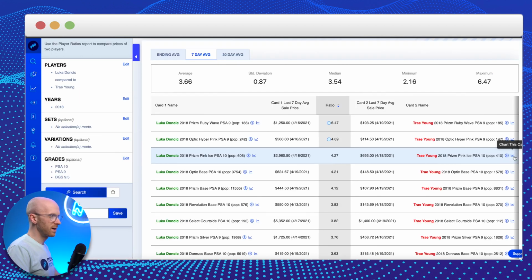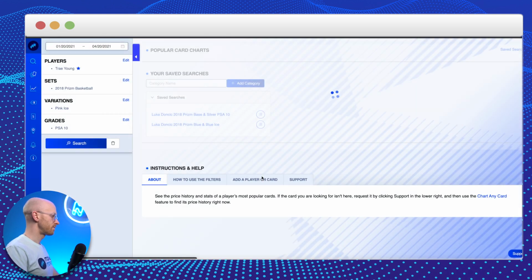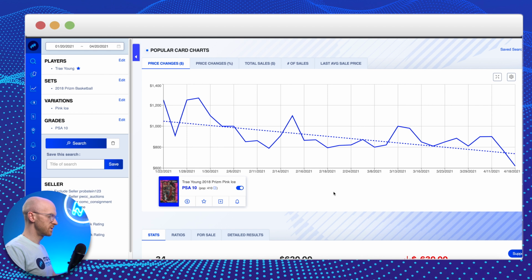So what about the Trey? If I come over here and I click on the Trey, I want the Trey Pink Ice. And I just want to see what's been happening with the trend on this card. And you can see it's been progressively going down, steadily going down. If I want even a little more context, I can go to the last 180 days.